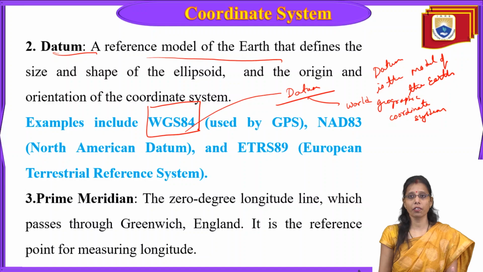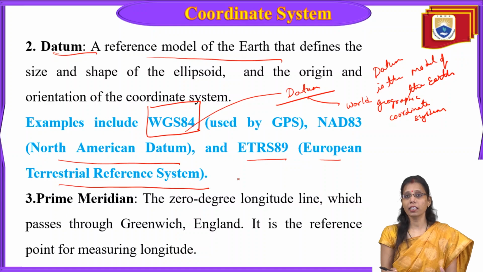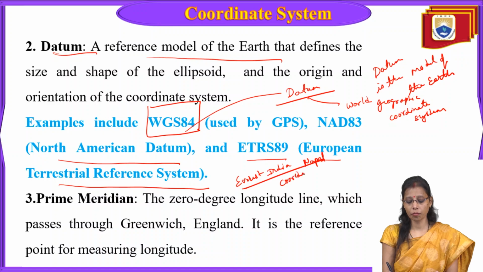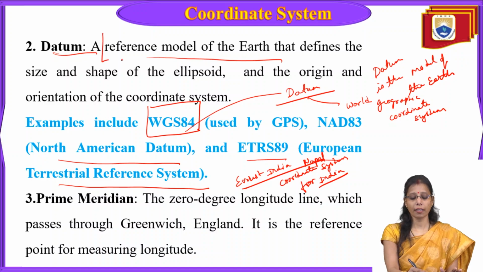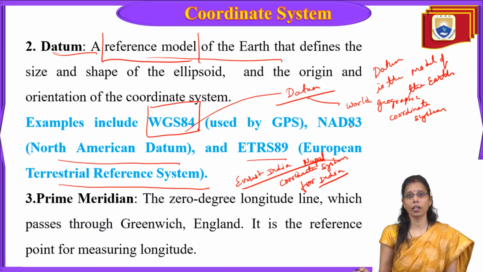Like that, for different countries we also have their own projection systems, like NAD83 for the North American Datum, and ETRS89, the European Terrestrial Reference System. Like this, for India we have Everest India Nepal. So this is the coordinate system for India. India uses the Everest India Nepal as a datum, a reference model for assigning coordinates to the real world.